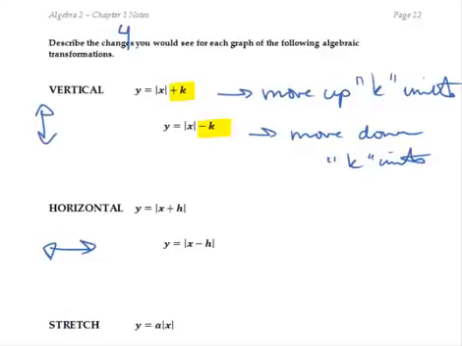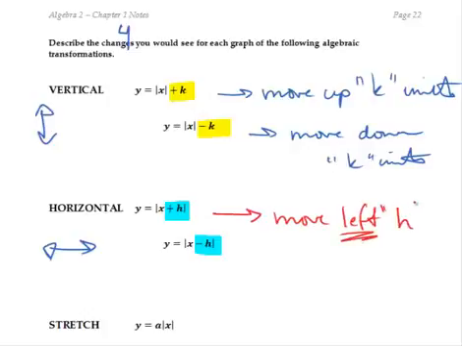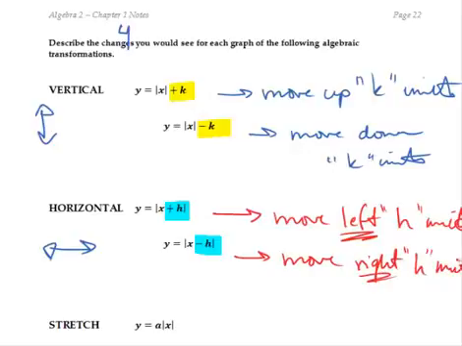Horizontal, we've got to be careful. Horizontal is a little tricky. Normally you would think that the plus would mean that you're moving to the right, but it's actually the reverse for horizontal. This means we're moving left h units, and the negative means that we're moving right h units. So please watch out for that. This one is always a tricky one for us.